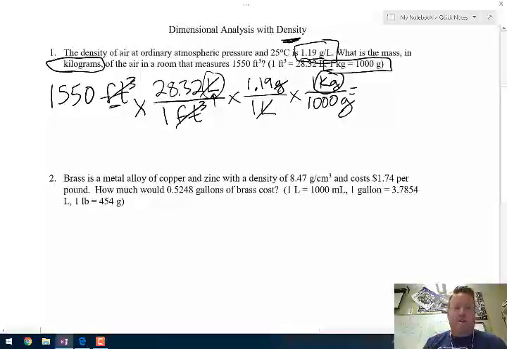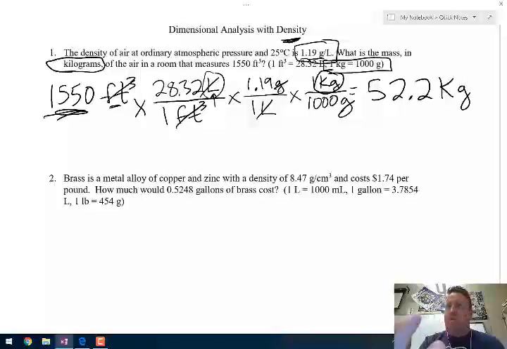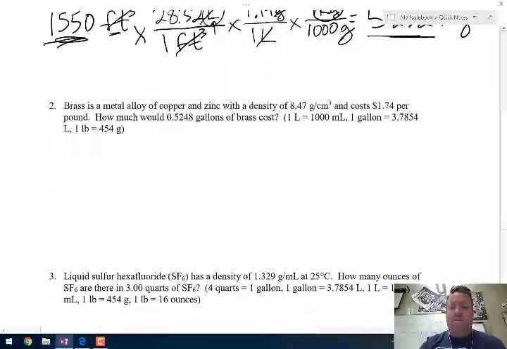We know that we've done it correctly. It looks like we've got 3 significant figures here, so our answer should be reported as 52.2 kilograms. That means the mass of the air in the room, even though you don't realize it, but there's air all around you right now that does have a mass. So if the room measures 1,550 cubic feet, then you're going to have about 52 kilograms of air in that space, which seems like a lot, but air does have a mass, and so that would be our mass.